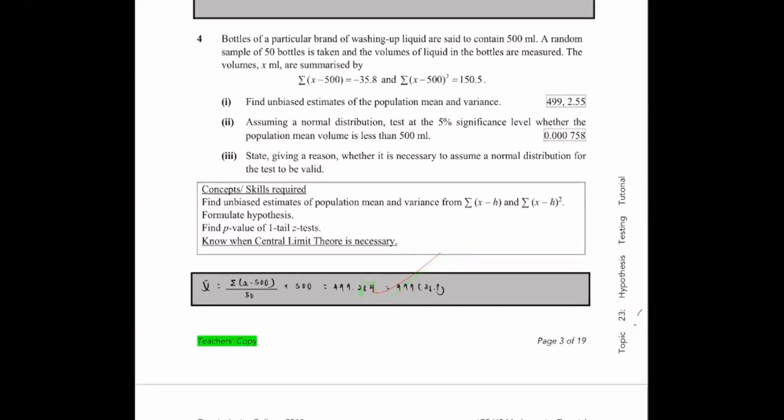Yes, correct. So this question, you must realize that the population mean and variance are not provided. They only provide you the summarized data from the sample. So that means you have to calculate what? Unbiased estimates of the population mean and variance. That also means that in part 2, when you're doing hypothesis testing, since the actual population mean and population variance are not provided, you will have to use the estimates that you calculated from part 1. Make sense?